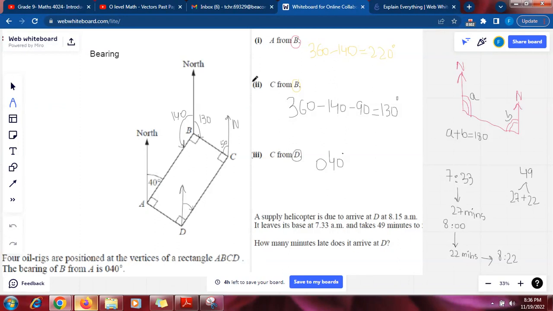What we have to find out, there are four parts to this question. Three parts are related to bearing, and one is basically a time problem. The first part is we have to find the bearing of A from B. The second part is we have to find the bearing of C from B. And in the third part, we have to find the bearing of C from D. So all three parts are from bearing.